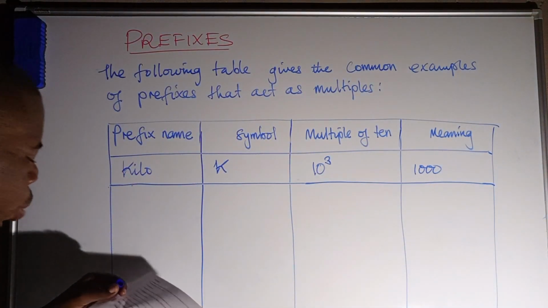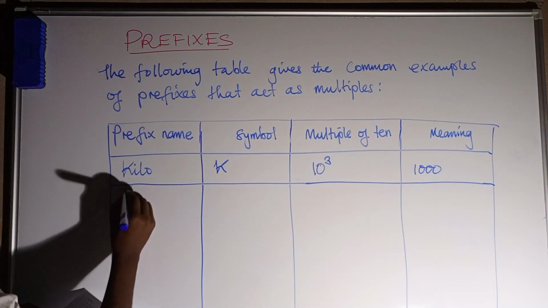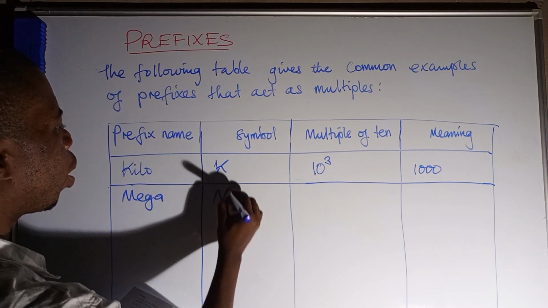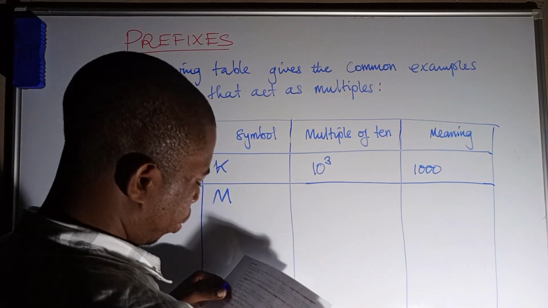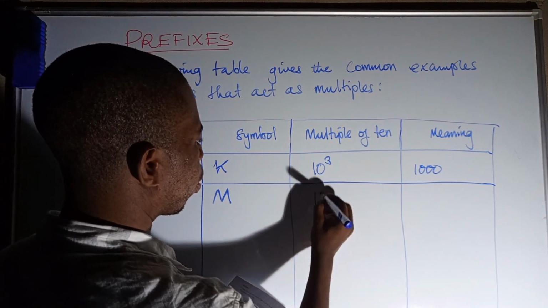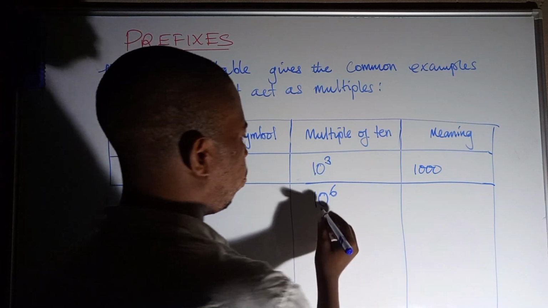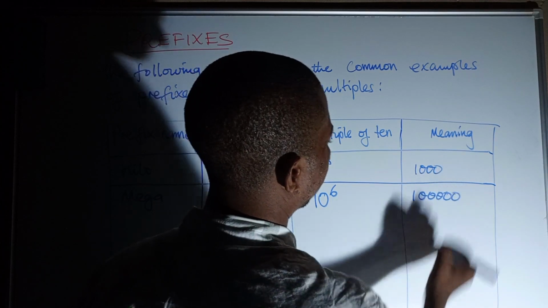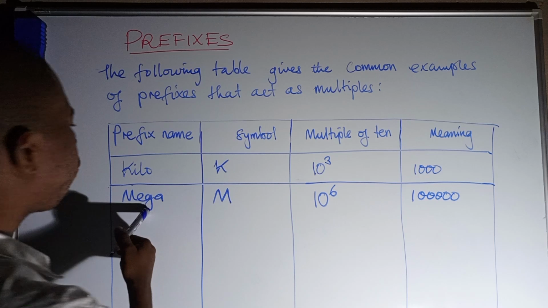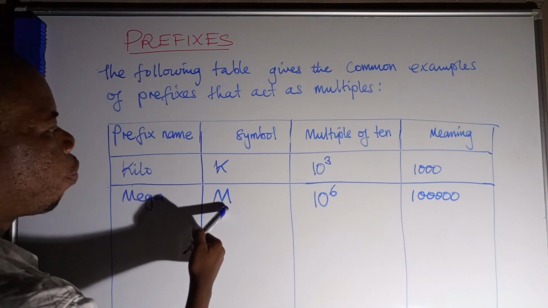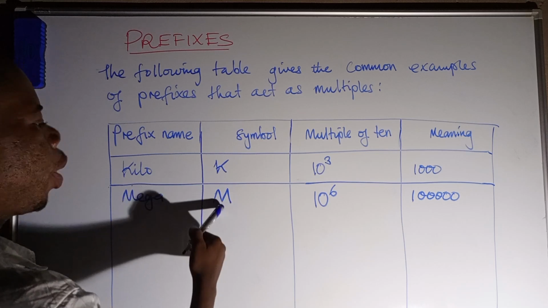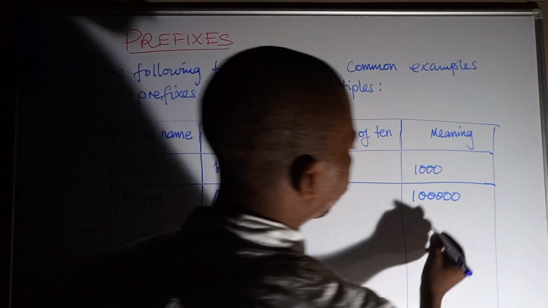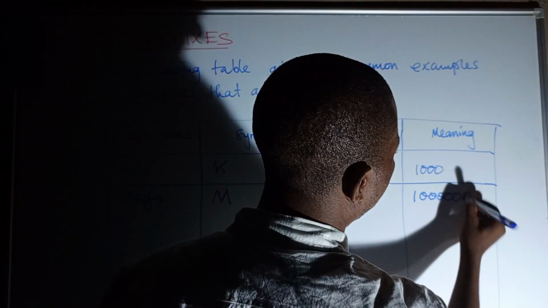Then the other one that we should know is mega. The symbol is capital M, and it represents 10 to the power 6, which is 1 and 6 zeros, like that. So when we hear of mega, we must know that we are talking of 10 to the power 6, which is 1 million. Okay, 6 zeros.